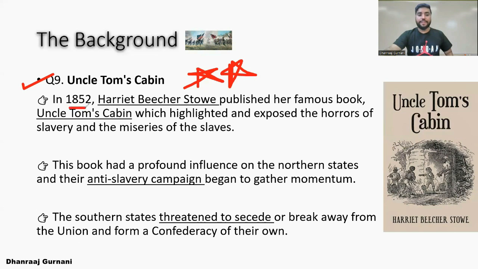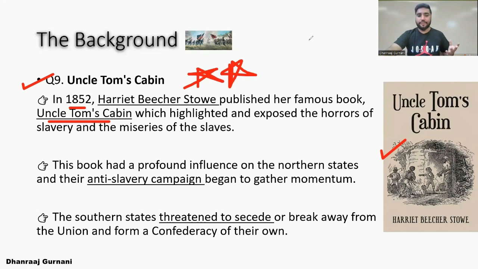In 1852, Harriet Beecher Stowe published a famous book, Uncle Tom's Cabin. Author Harriet Beecher Stowe, Uncle Tom's Cabin was the book which highlighted and exposed the horrors of slavery and the miseries of the slaves. So it spoke about the conditions, horrors, and miseries of the slave.